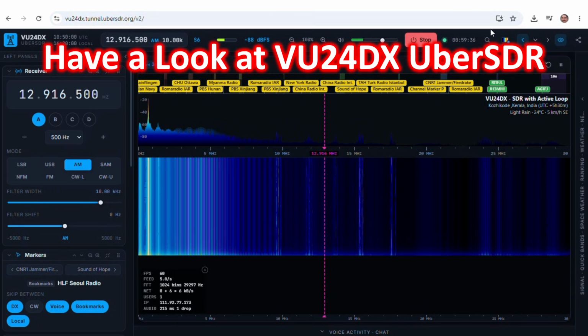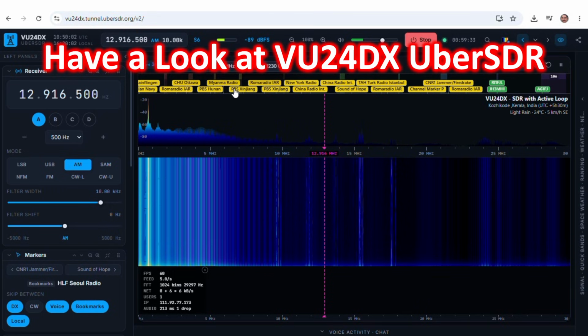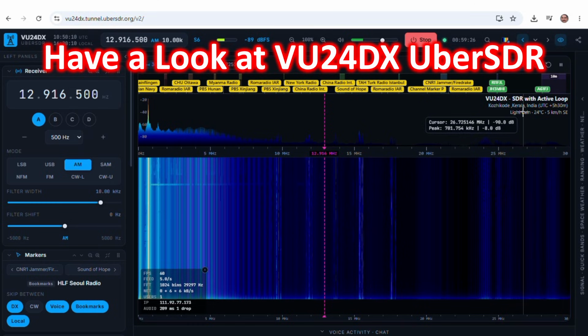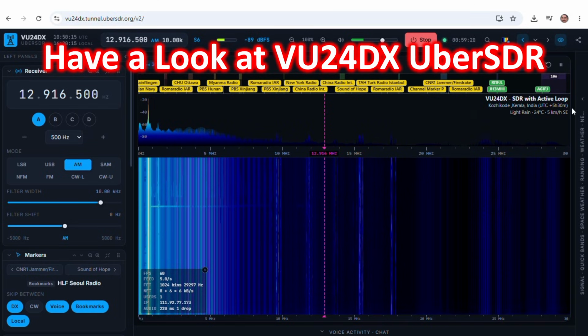There are several bookmarks here for broadcast stations. And here you have the antenna setup of VU24DX, SDR with active loop. This is a specific SDR which is working for this. The usual SDRs which I have, like LMR SDR 1.1 or RTL SDR, will not work for this. You have to get that specific one which he had mentioned the number of, which I forgot.